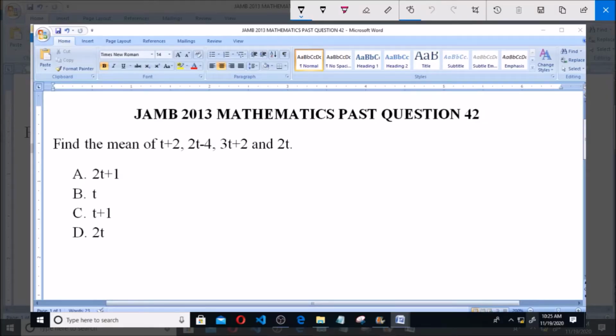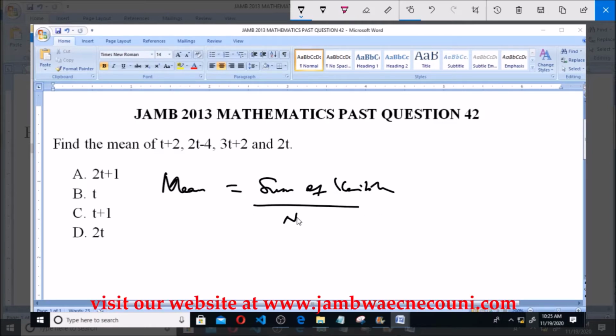I'll be answering JAMB 2013 Mathematics Past Question 42. Find the mean of t plus 2, t squared minus 4, 3t plus 2 and 2t. Now we have to find the mean of these given variables. Mean is equal to the sum of the variables all over the total number of variables.